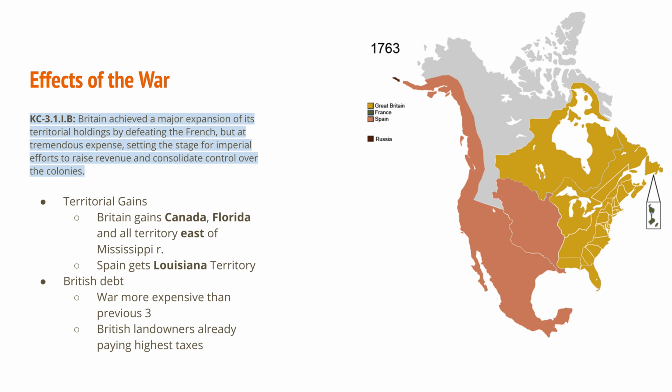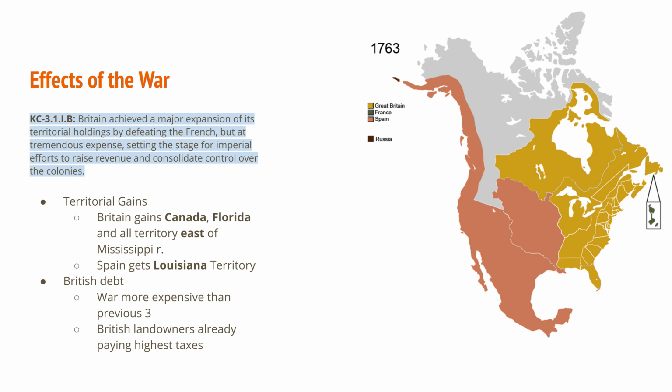Britain achieved a major expansion of its territorial holdings by defeating the French, but at tremendous expense, setting the stage for imperial efforts to raise revenue and consolidate control over the colonies. So for the territorial gains, Britain gets Canada, Florida, and all the territory east of the Mississippi River. Spain, who had allied with Britain, gets all of the Louisiana territory.